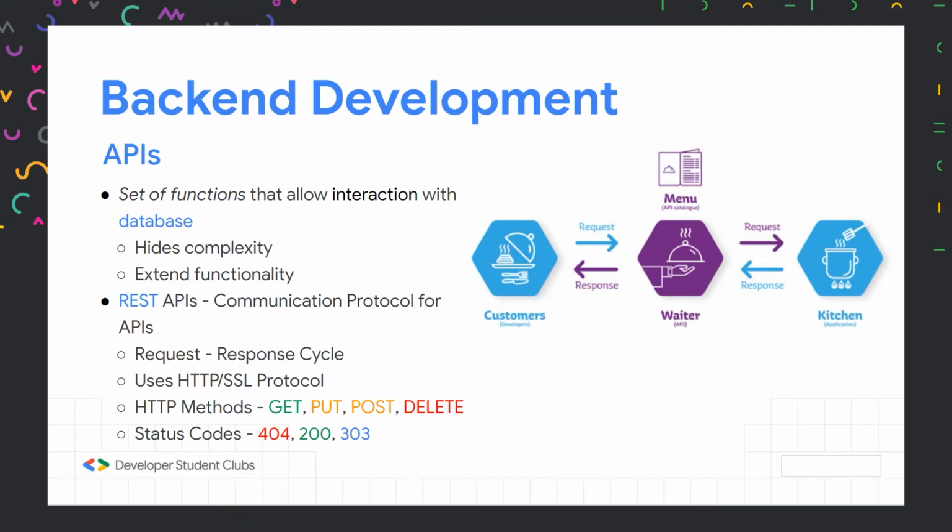So an API is a set of functions that allow interactions with the database, and one of the popular communication APIs is the REST API. REST API follows the request and response cycle, and there are a few methods or protocols that are followed here.